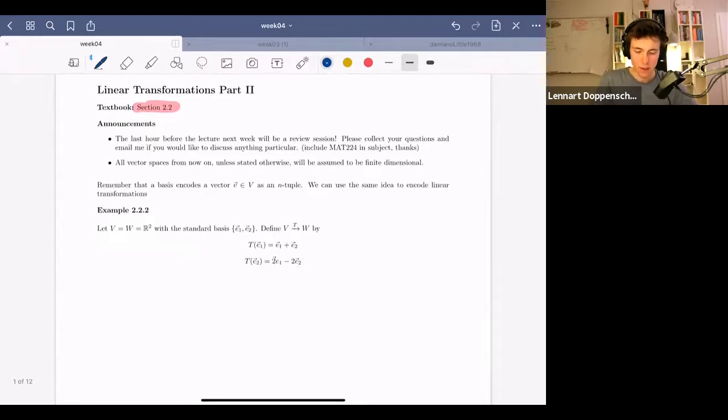Okay, the other announcement is from now on, I don't want to say finite dimensional anymore. So everything from now on is supposed to be finite dimensional.